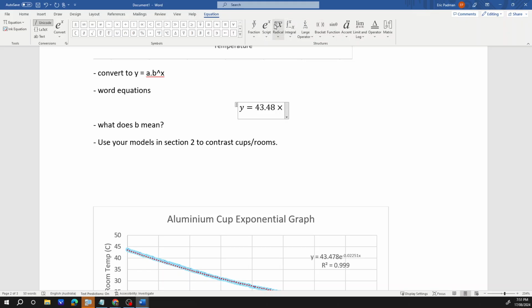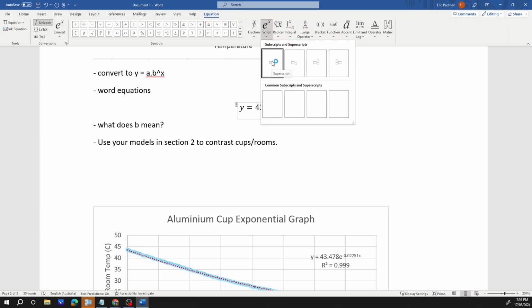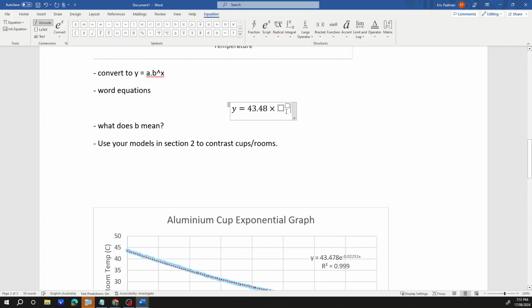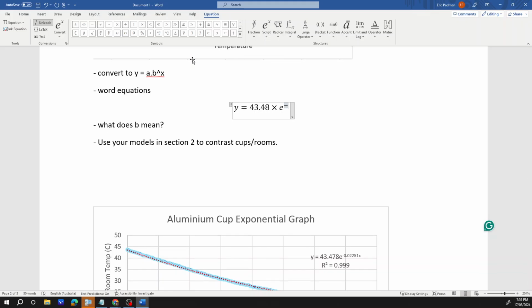Now we're going to use a letter E. For that, I'm going to click script. You can highlight the letter and do this, but if you want to write E, and I put a minus, and I put 0.02251.